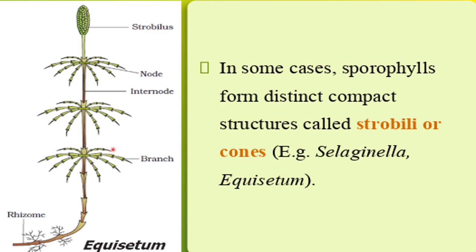An example of a pteridophyte in which the strobilus is present is Equisetum. So this pteridophyte is Equisetum. Also, this type of strobilus can be seen in Selaginella. Selaginella is another pteridophyte in which a strobilus is present. Here in this Equisetum, as I have told you, true leaves, roots and stems are present in the pteridophyte, so you can see those structures also here.